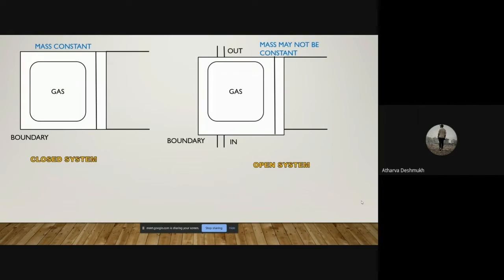As you can see, these are the two diagrams for a closed system and an open system. In the first diagram, the mass remains constant. We have also marked the boundary, and there is no inlet or outlet for any matter to pass. In the diagram of the open system, the mass will not remain constant because there is an inlet and outlet for the flow of matter. So that is the basic difference between closed and open systems.